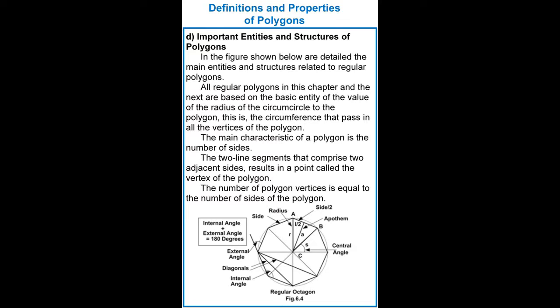The main feature of a polygon is the number of sides. The two line segments that form two adjacent sides result in a point called the vertex of the polygon. The number of vertices of the polygon is equal to the number of sides of the polygon.